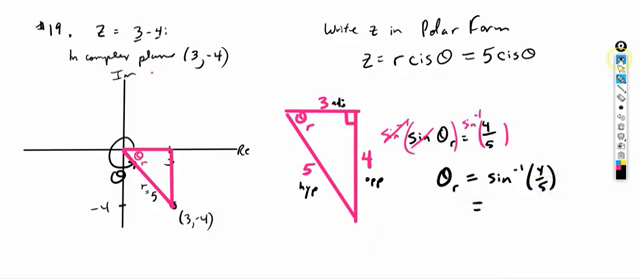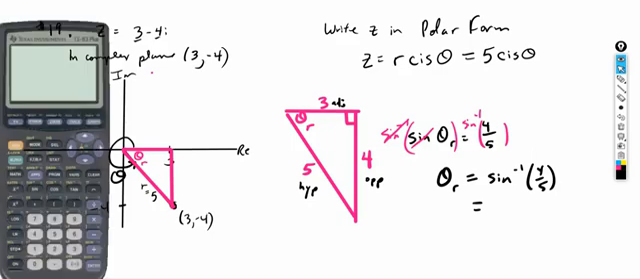And so now I'm just going to put that in my calculator. Inverse sine of 4/5. And make sure it's in degree mode. So inverse sine of 4/5, close parentheses. And if I take that to 1 decimal place, that's 53.1 degrees for my reference angle.